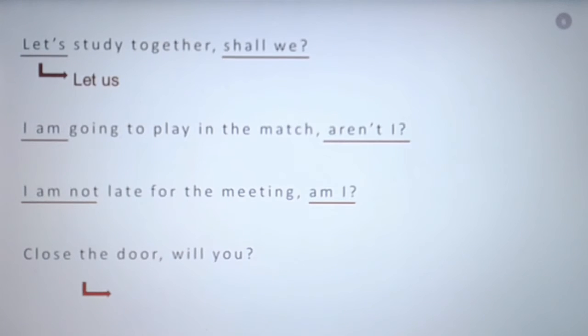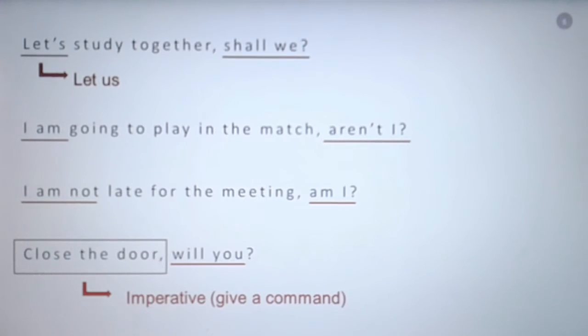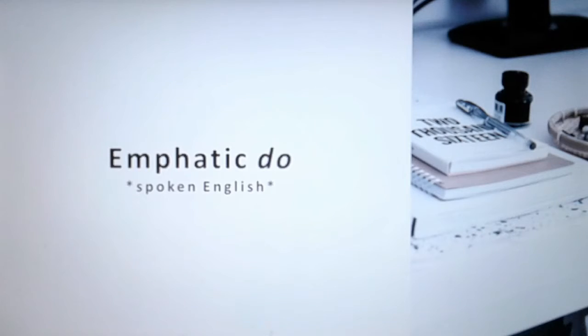And the last one is close the door, will you? So you need to use will you if you want to use imperative. Close the door here is imperative. You give a command to someone. Close the door. Open the door. Turn on the TV. You ask someone to do something. So the question tag that you can use is will you? That's all for question tag.